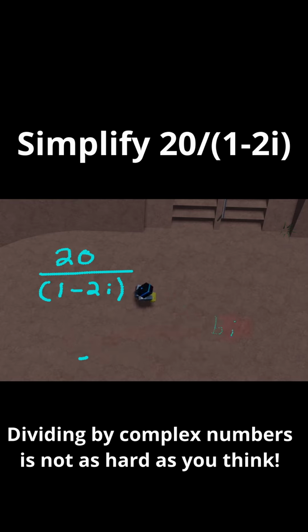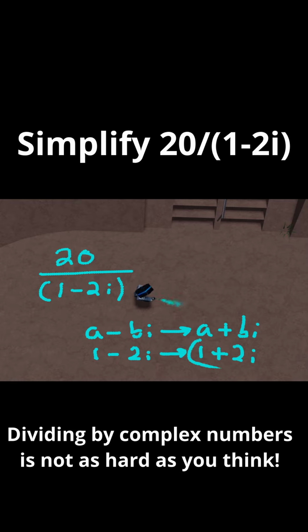Okay, but in our example up here, we have 1 minus 2i. So what if you have something in the form of a minus bi, like 1 minus 2i? The complex conjugate is, once again, you flip the sign on the imaginary part, so you get a plus bi. So the complex conjugate for 1 minus 2i is just 1 plus 2i. So we're going to need this complex conjugate.